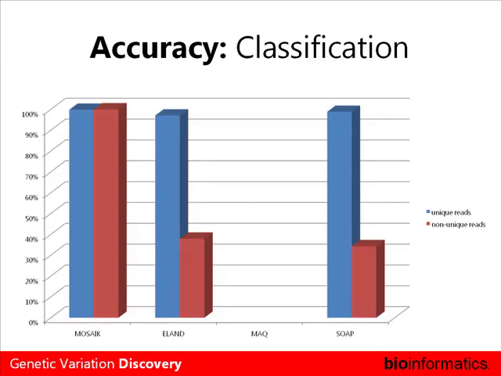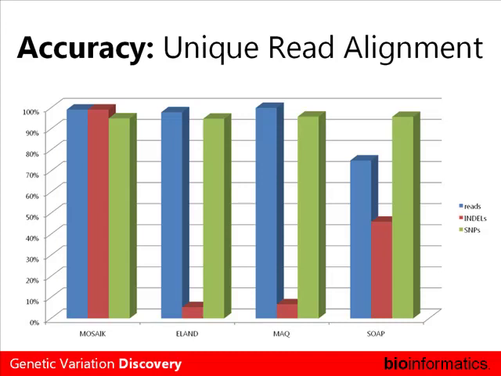Another question is, how well can your aligner classify reads as unique or non-unique? This turns out to be a pretty big issue later on. Mosaic did pretty well when compared to ELAND, and with MAQ, you can't actually figure it out because it randomly assigns and doesn't give you anything. You can kind of use their mapping quality as a proxy for that, but that's a mess.